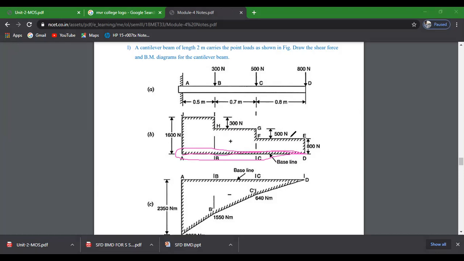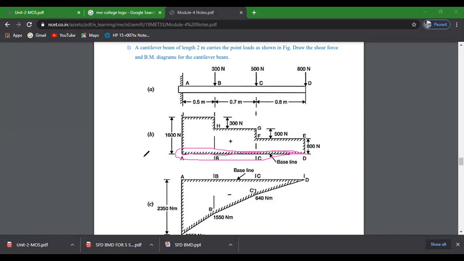At point C, again 500 newtons will be added. So the previous 800 newtons plus 500 newtons, a total of 1300 newtons, will be there at point C. From point C to point B also we don't have any point loads, so the entire 1300 newtons of shear force will be constant up to point B.